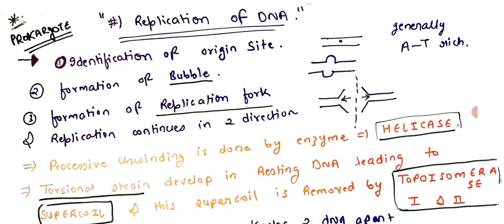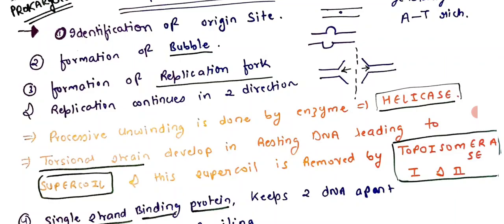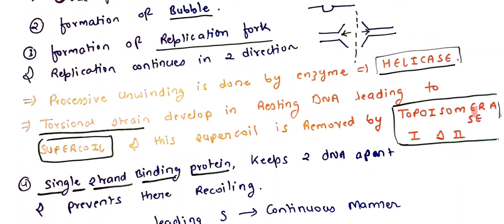So guys, firstly we will discuss a very little about prokaryotes replication. So what happens? Identification of origin site, formation of bubble, formation of replication fork, and replication continues in two directions. This is what you have to remember. These are the three steps that happen in prokaryotes as well as in eukaryotes. So identification of origin site, that is only one in the prokaryotes, then formation of the bubble and formation of replication fork, and replication continues in two directions.